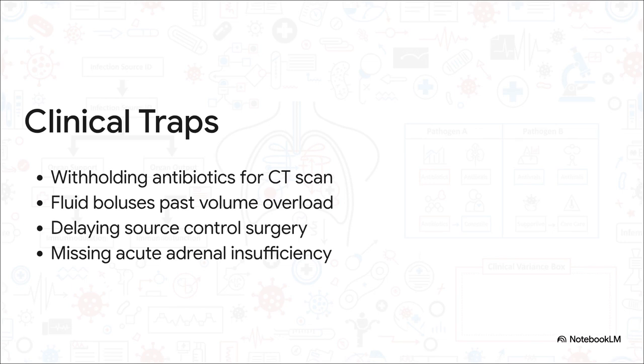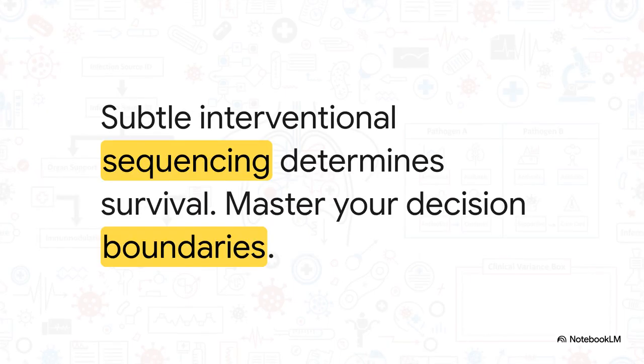Let's recap the traps. Trap 1, withholding antibiotics for a CT scan slot in suspected meningitis. Trap 2, administering fluid boluses past the point of volume overload in established septic shock instead of pivoting to pressors. Trap 3, delaying definitive source control surgery because you're waiting for long-term culture data. And Trap 4, utilizing steroids incorrectly in viral or fungal CNS variants, or missing acute adrenal insufficiency when you're actually dealing with refractory shock. In critical infectious diseases, survival literally comes down to subtle interventional sequencing.